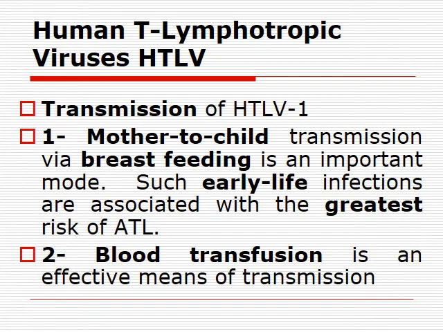Transmission of HTLV. Two main modes, and it has unique properties in transmission. It is transmitted from mother to child by breastfeeding. By breastfeeding, it is a very important mode. Infection by this virus in early life increases the risk of adult T-cell leukemia and lymphoma. Infection in early life in children by breastfeeding increases the risk of ATL, lymphoma and leukemia.